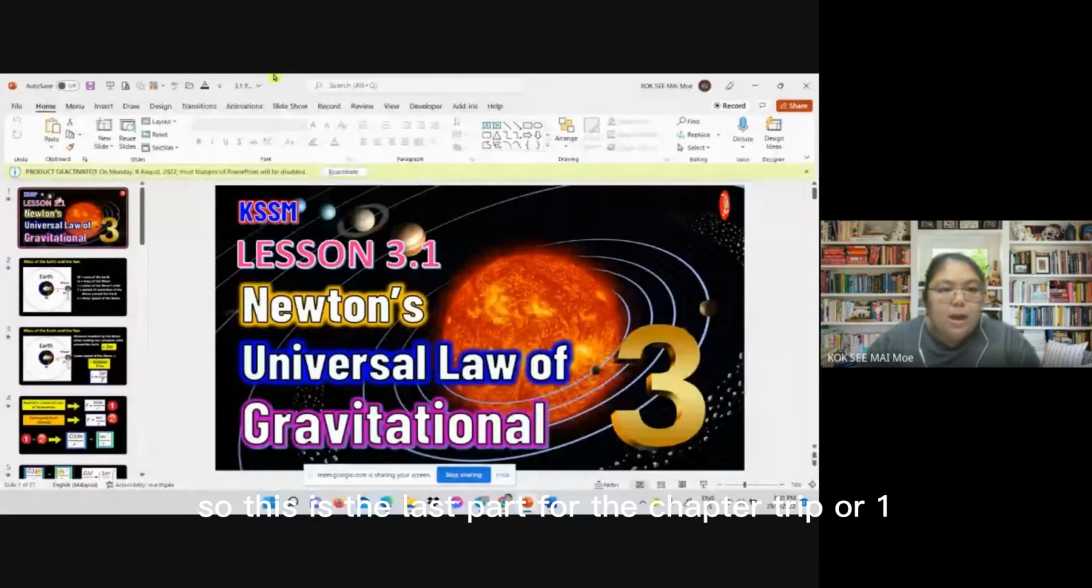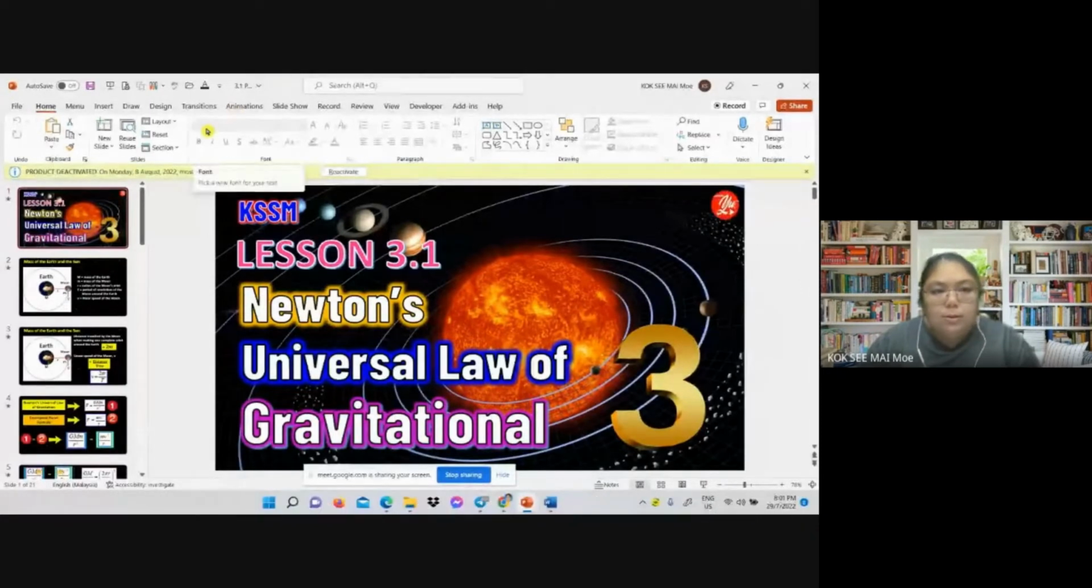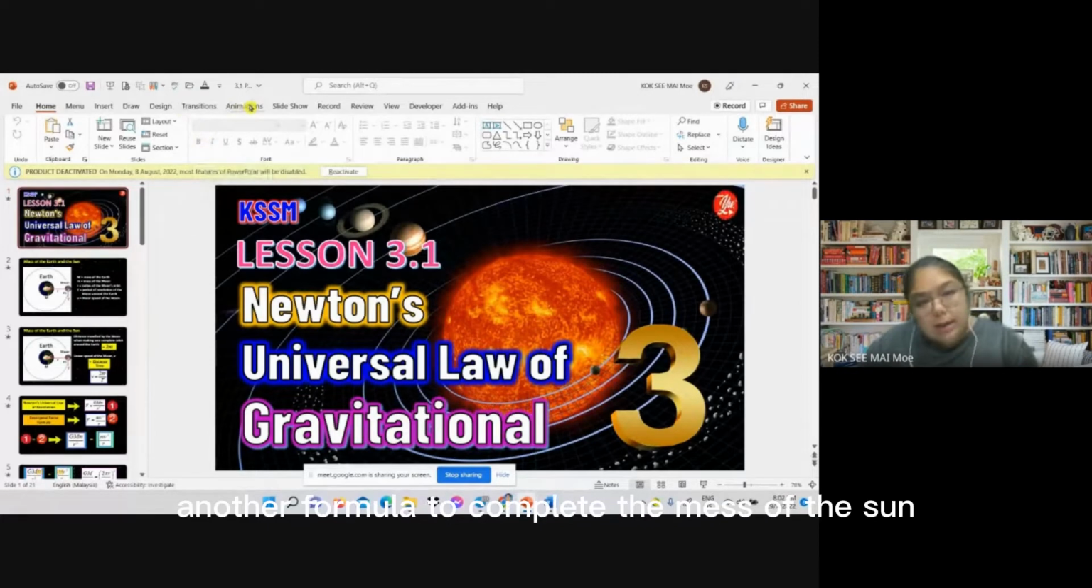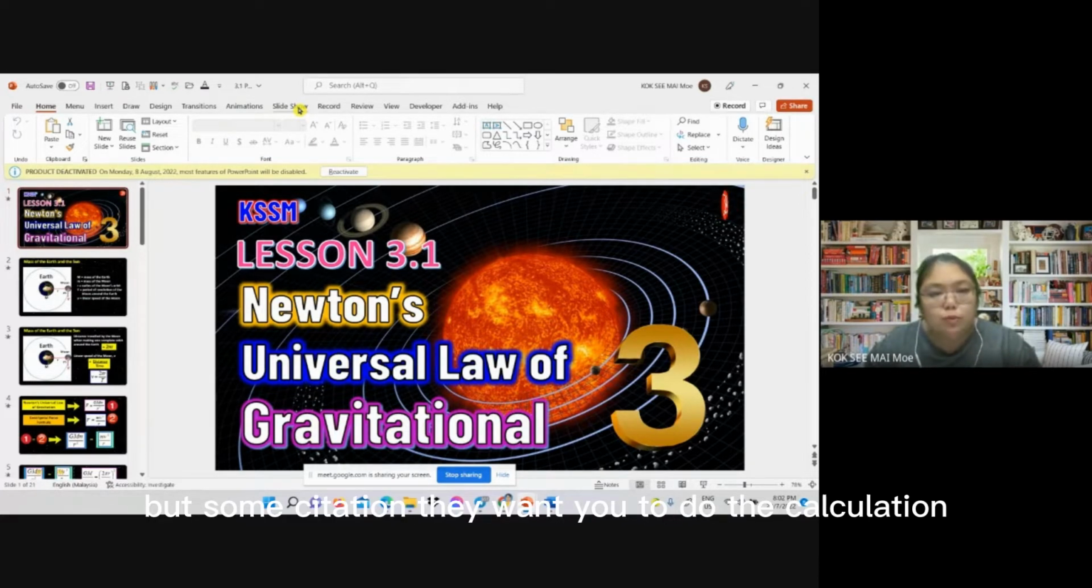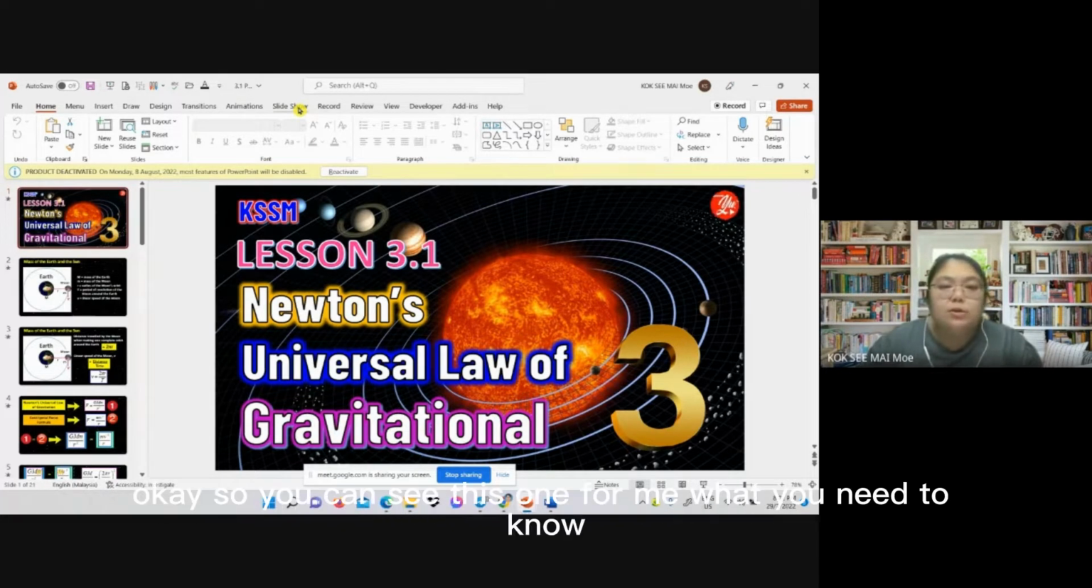So this is the last part for chapter 3.1. It's Newton's universal law. So they need to introduce another formula to calculate the mass of the sun and also the earth. Although we know there is a constant value, we know the sun has a mass, the earth has a mass, but in some situations they want you to do the calculation. So we're going to see this one formula, what you need to know.